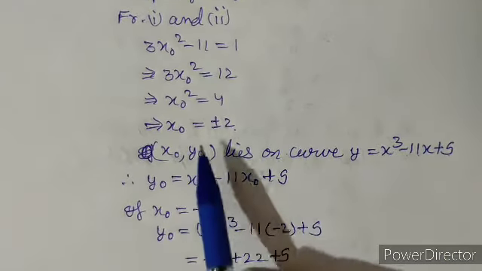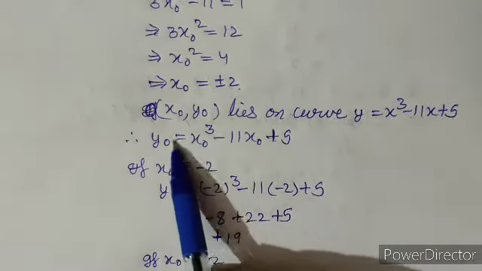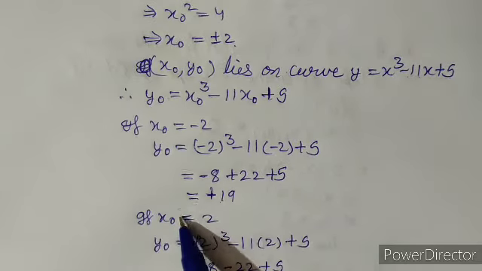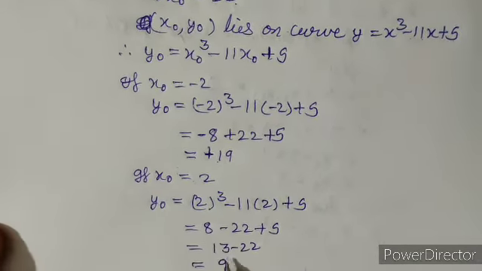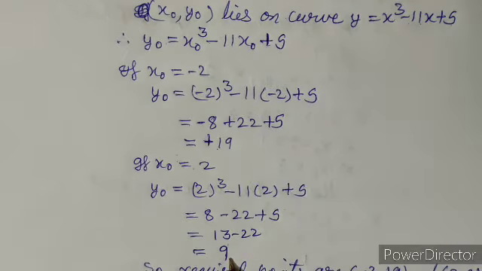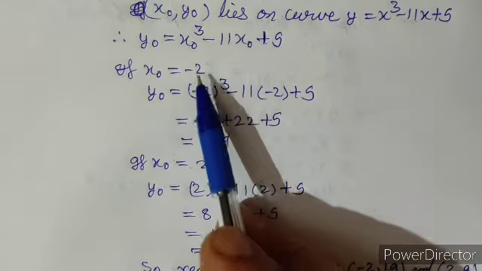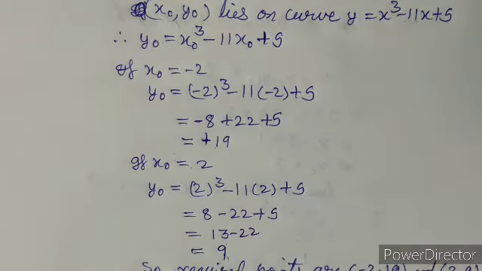Now, if x0 is equal to minus 2, then we are getting y0 as plus 19, and if x0 is equal to 2, then y0 will be equal to 9. So we can say that the required points are (-2, 19) and (2, 9).